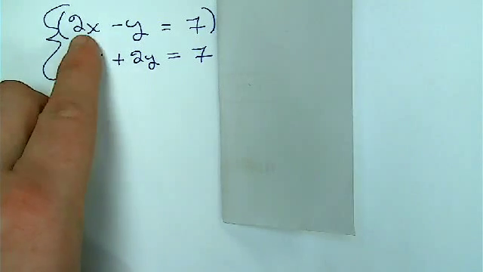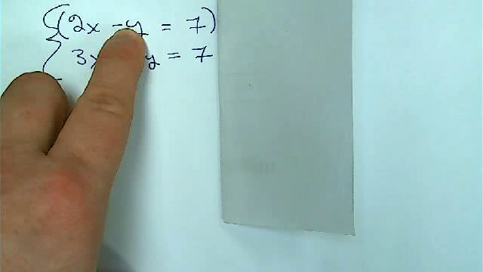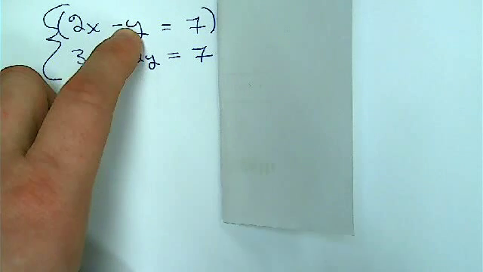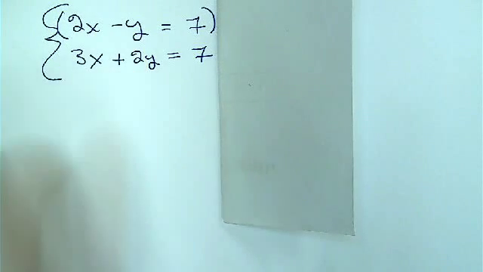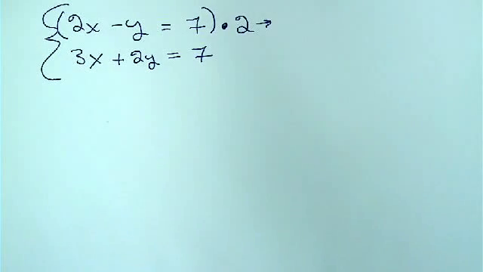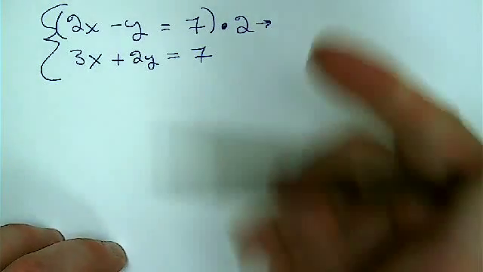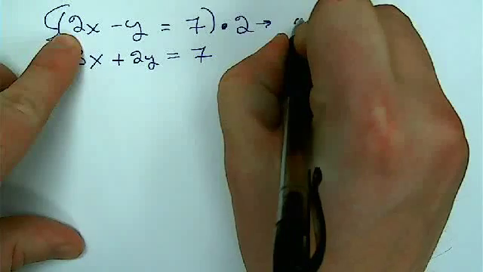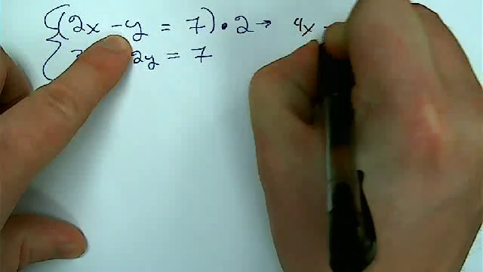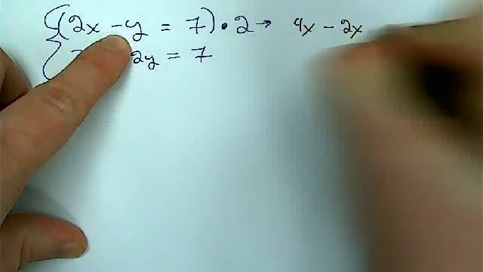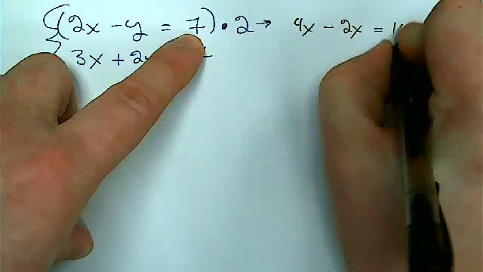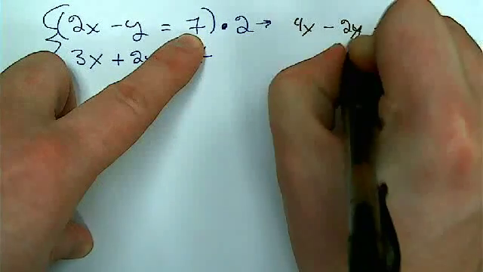Now, we said if this was a -2, then that would work really well because -2 and a +2, gone. So what we're going to do is we're going to take that top equation, multiply the whole beast by 2. So what that does, 2 times 2 is 4x. 2 times -2 is -2x, and 2 times 7 is 14. 2y. That's what I said, 2y.